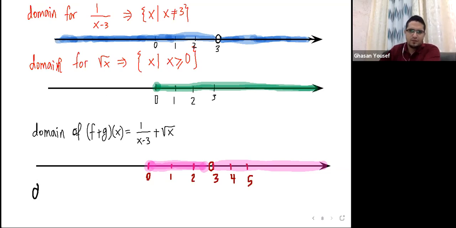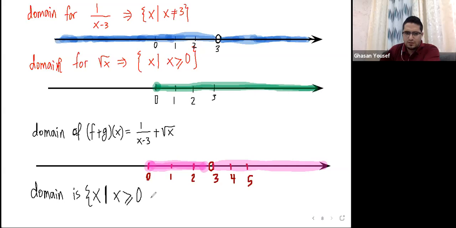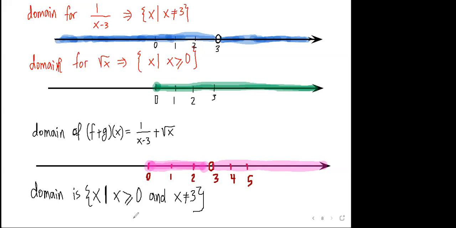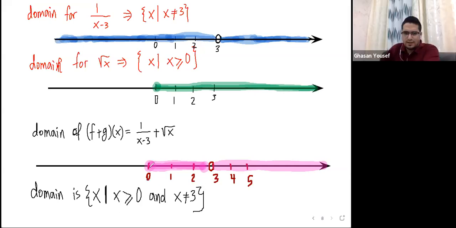So the domain is x such that x is greater than or equal to 0, and at the same time x is not equal to 3. All numbers greater than 0 but except the number 3.